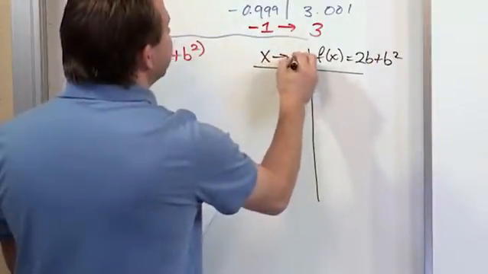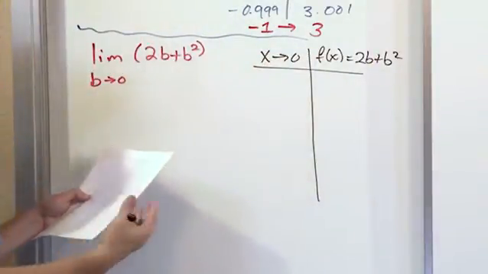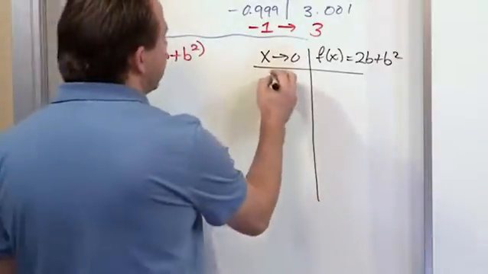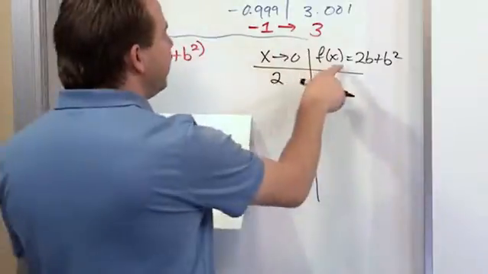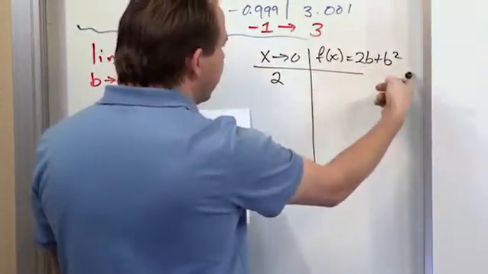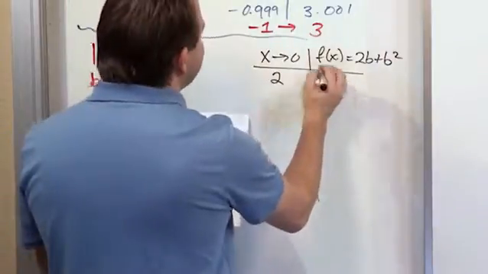So we'll say that this is approaching the value of 0. We want to start far away from 0. It doesn't matter where you start. Let's pick a value of 2. If we stick 2 in here, 2 times 2 is 4. If we put 2 in here, 2 squared is 4. You add them together, you get a value of 8.